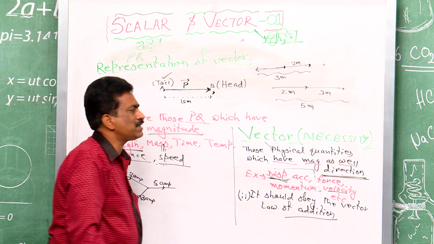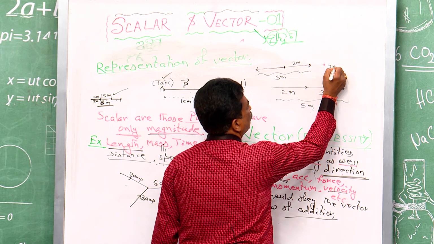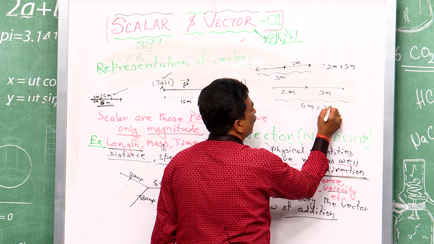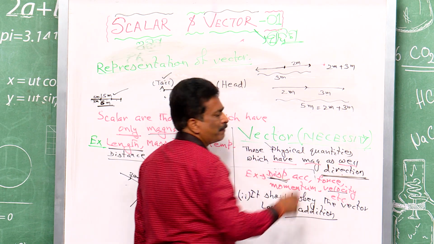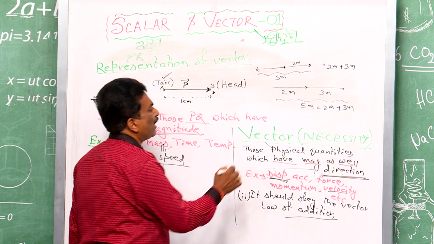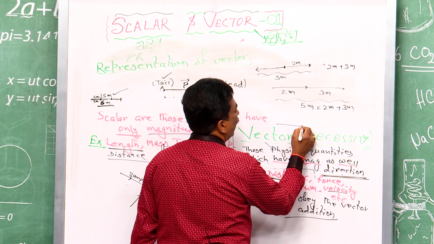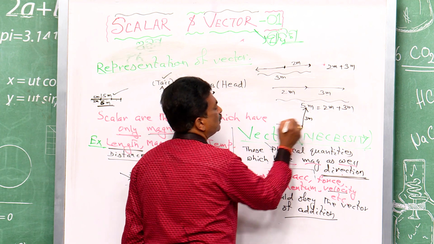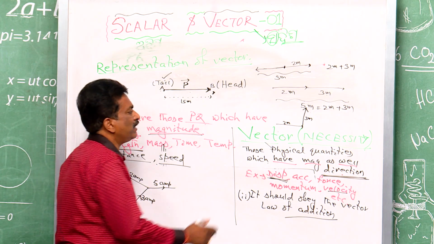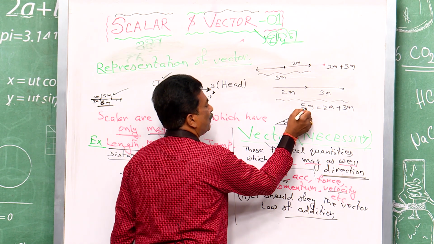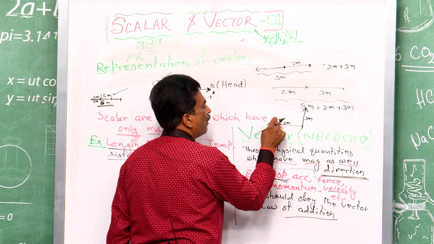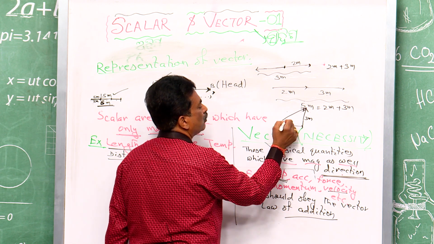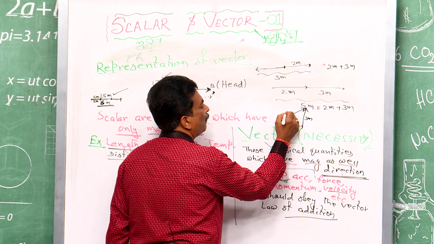So what distance does he cover? Again that is 2 meter plus 3 meter generally. And one has gone 2 meter, again he has gone 3 meter. This is 2 meter, this is 3 meter. So what distance is gone from the initial to the final? But this is not 2 plus 3, that is, 5 meter.